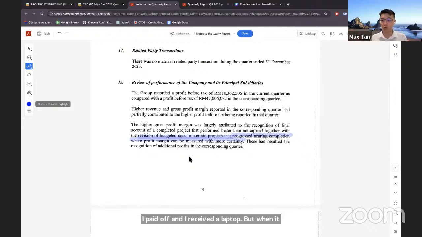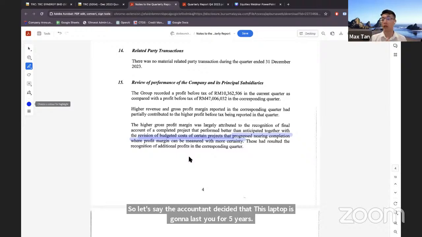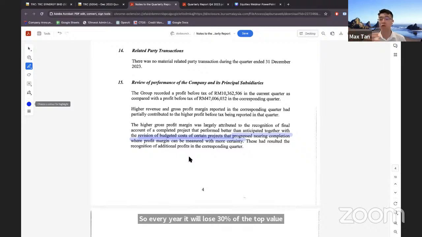There is something called useful life for the assets. So let's say the accountant decided that this laptop is going to last you 5 years. So every year, it will lose 20% of the value of this laptop, excluding the scrap value, that one is a bit complex, but there's a depreciation. But the cash involved, actually you pay off in the first year, right? In the subsequent second, third, fourth, or fifth year, you don't actually pay out any cash anymore because you paid it upfront. So the depreciation is actually non-cash in nature, right?